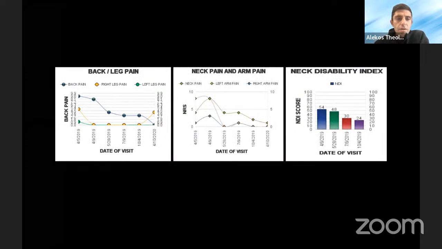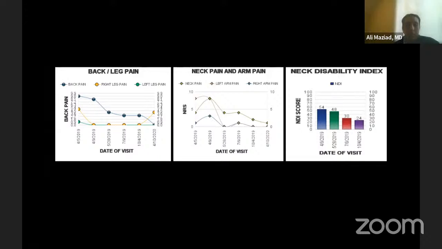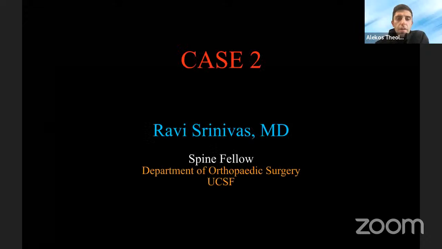And you can see here the follow-up outcomes in terms of neck pain and arm pain. Started off preoperatively with extremely high NDI, 54, high neck pain. And then you can see here about 6 months post-op, the NDI is in the mild range. So I think that was a really, really beautiful outcome. So we'll move on to the next one.